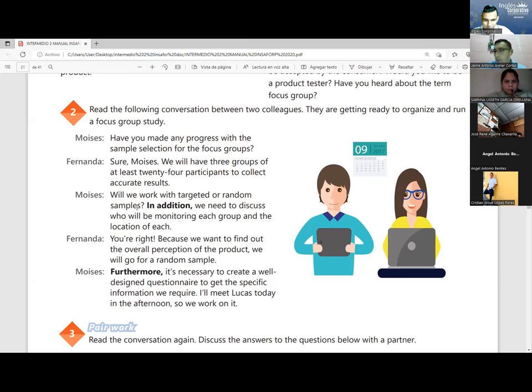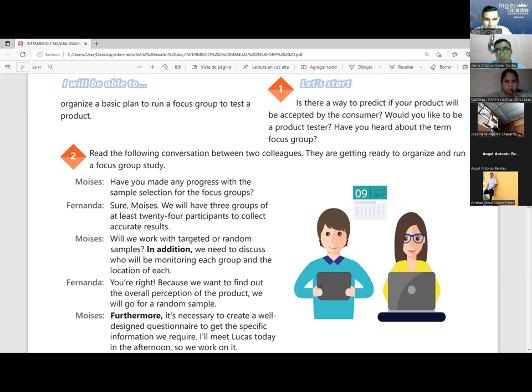It says, read the following conversation between two colleagues. They are getting ready to organize and run a focus group study. Okay, we're going to repeat.